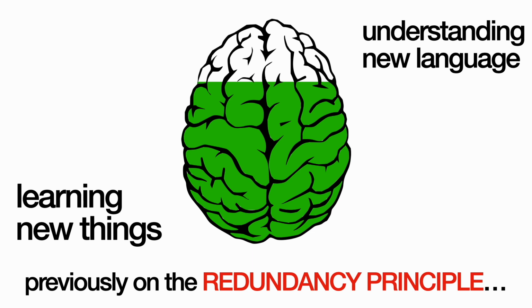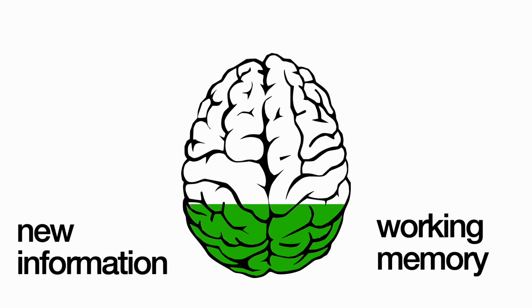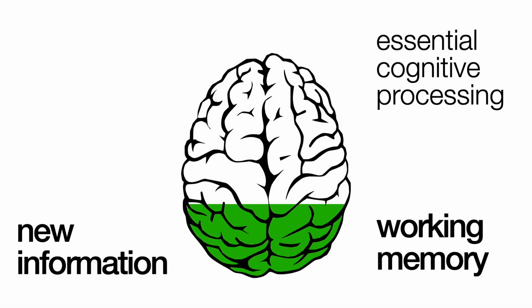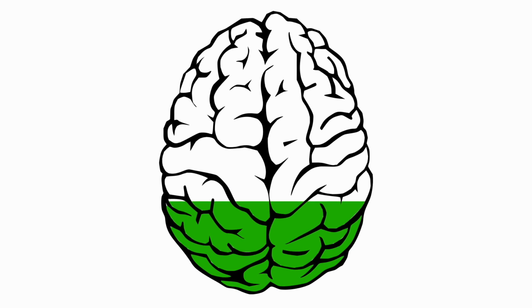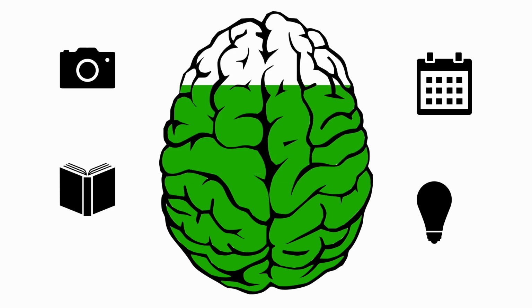But let's look at learning more closely. When we're presented with new information, we store it in our working memory. This is part of essential cognitive processing, which is the initial stage of learning. At this stage, the new information doesn't make sense to us yet. They're still isolated bits of images, dates, keywords, and ideas. For learning to happen, we need to do additional cognitive processing to make sense of this information.